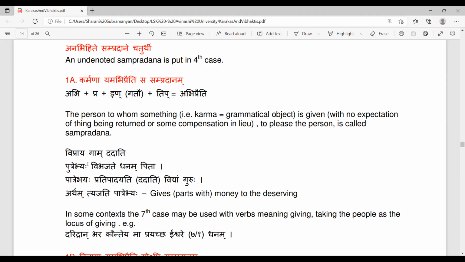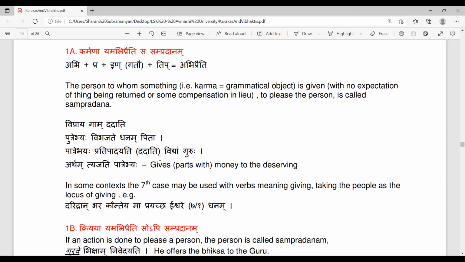So that karaka with which the karta of the action, karta of the kriya, wanting to connect with the karma through what karaka? That karaka will get the name sampradana. Because it has a sampradana sanya, therefore it will be in chaturthi vibhakti. Therefore, an important sutra defining what sampradana is and assigning chaturthi vibhakti to sampradana: Karmana yam abhiprayati saha sampradanam. Anabhihite sampradane chaturthi. Next one.